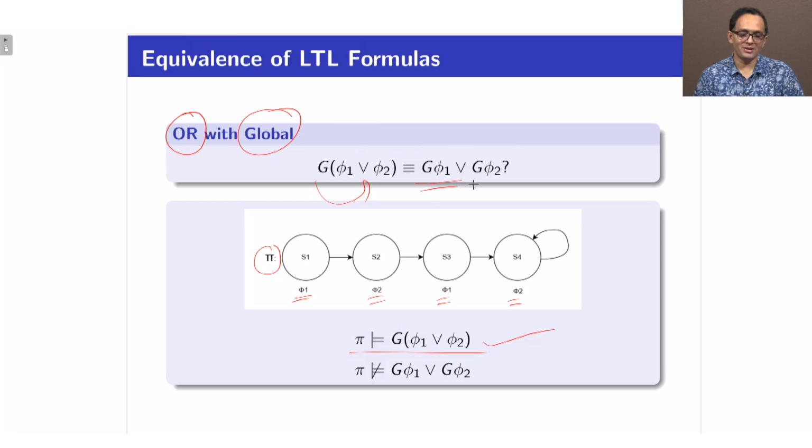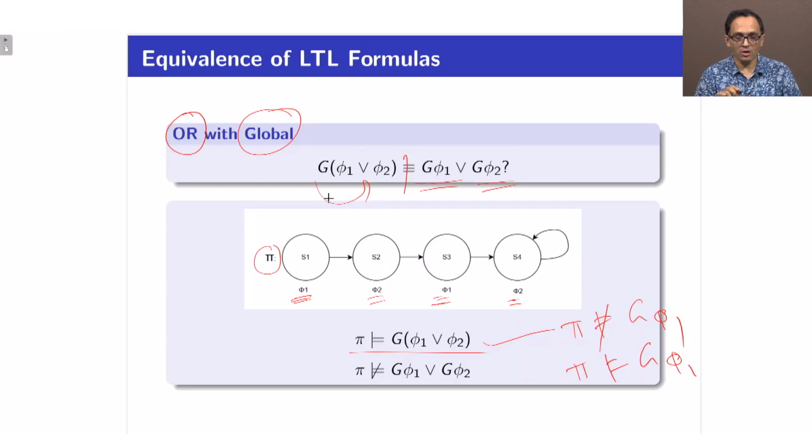Now let us check for this. To have this path satisfying globally phi 1, phi 1 should hold in every state, but that is not the case here. In some states only phi 2 holds. So this path pi does not satisfy globally phi 1. Similarly, this path does not satisfy globally phi 2, because to satisfy globally phi 2, phi 2 has to hold in every state, which is not the case here. So this is not equivalent.